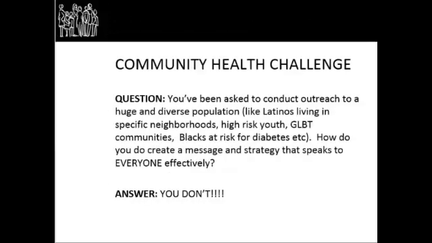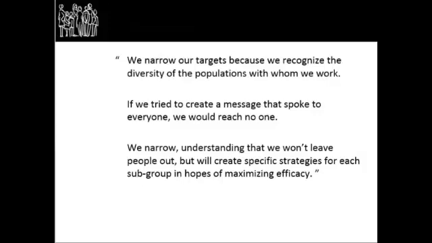It's really interesting. On their website, there's a portion that's designed to help people think about outreach. And on the site, the moderator says, you've been asked to conduct outreach to a huge and diverse population, like Latinos living in specific neighborhoods, high-risk youth, GLBT communities, blacks at risk for diabetes, etc. How do you create a message and strategy that speaks to everyone effectively? And the moderator continues and says, you don't. You can't. And I thought this quote was excellent.